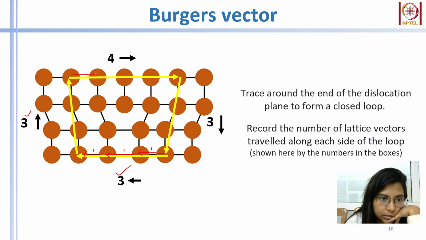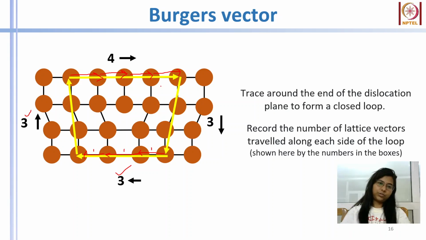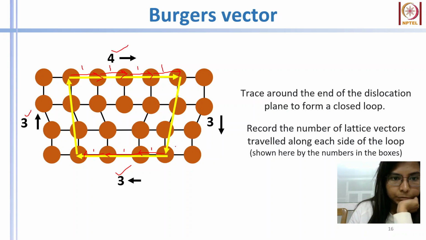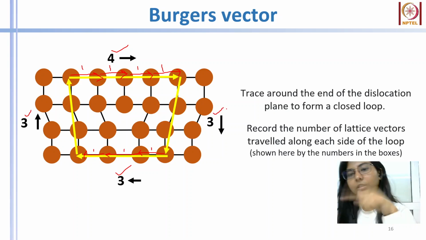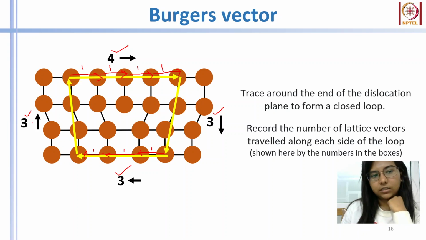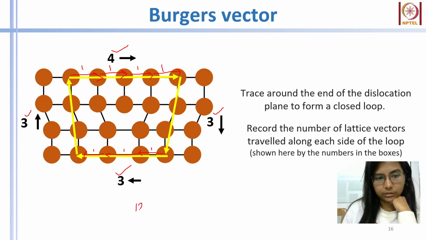Now moving along here, 1 2 3, so the dislocation is here. We have to go up to here, we cannot stop here, because we have to trace around the end of the dislocation. If we had gone only up to here, the loop would not be complete, because these atoms are also dislocated, so we have to go up to here. So there is 1 2 3 4, so it's 4. Now I will come back here, this is again 1 2 3. So we recorded the number of lattice vectors, right? We can count also: 3 plus 3 is 6, 10, 13, right? So here is 13.